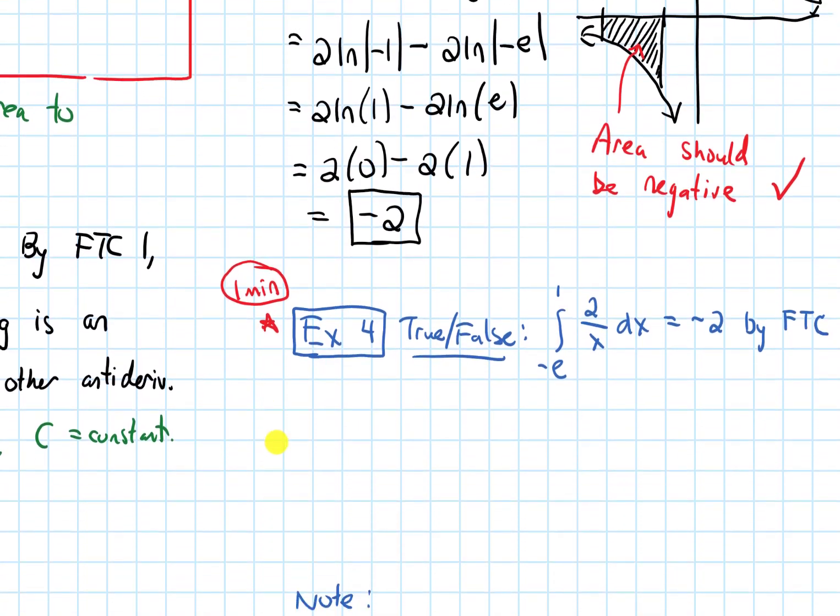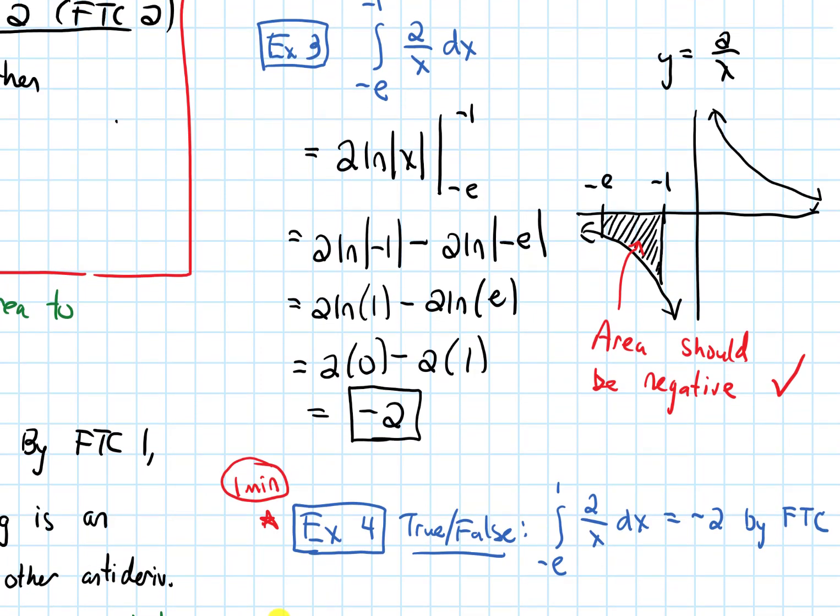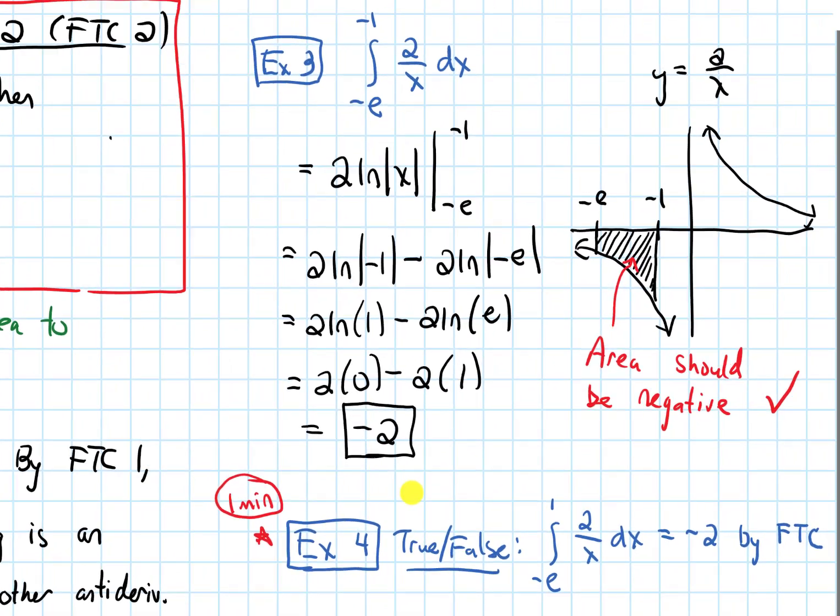Okay, so this next example says, true or false: if I have the integral from negative e to positive 1 of 2 over x, we'd get the same thing. We'd get negative 2 by using the fundamental theorem of calculus. I want to first give you 1 minute to try this. So pause the video in 4, 3, 2, 1. Pause it for a minute to try this question.